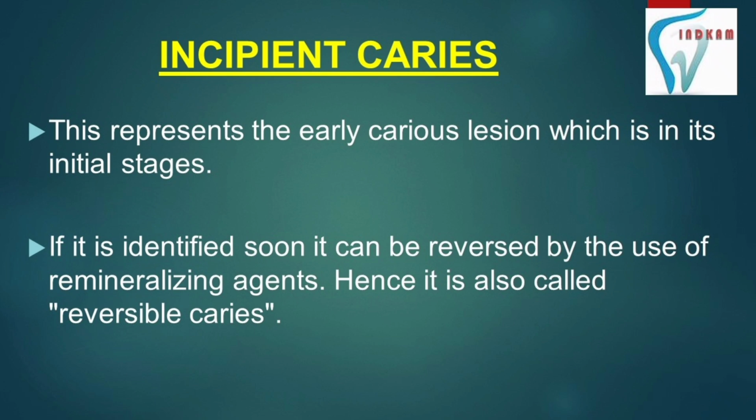Incipient caries. Incipient caries represents the early carious lesion which is in initial stages. Unlike primary caries lesion, that was the first ever attack of tooth with caries lesion. But here in incipient caries, it is the early stage, initial stage of any caries lesion. The first ever changes which are happening in the tooth surface. It is identified soon. It can be resolved by use of remineralizing agents. Hence, it is also called reversible caries because it can be reverted back by using remineralizing agents.